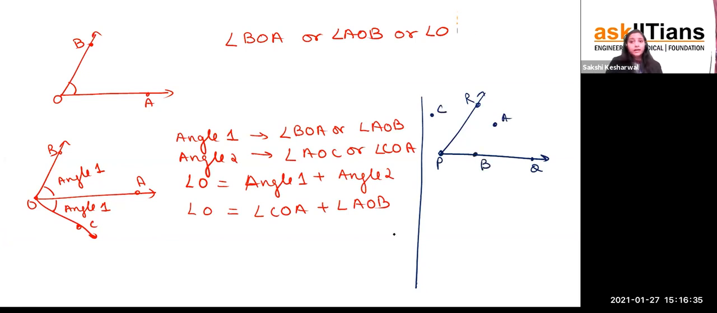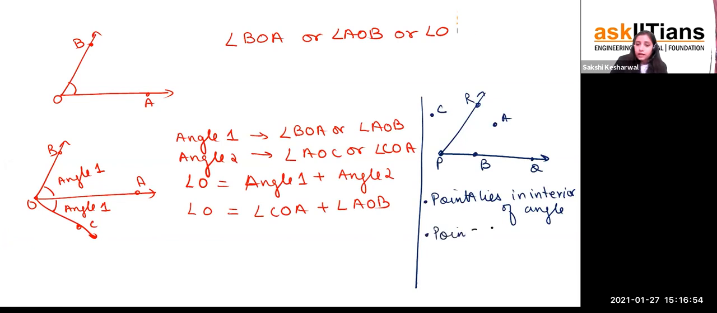So the point A lies where, beta? The point A lies in the interior of the angle. Yes, point A. Point B lies on the arm. Yes, it lies on the arms. Yes or no? And the point C lies, beta, where? The point C lies in the exterior of the angle. Yes or no?